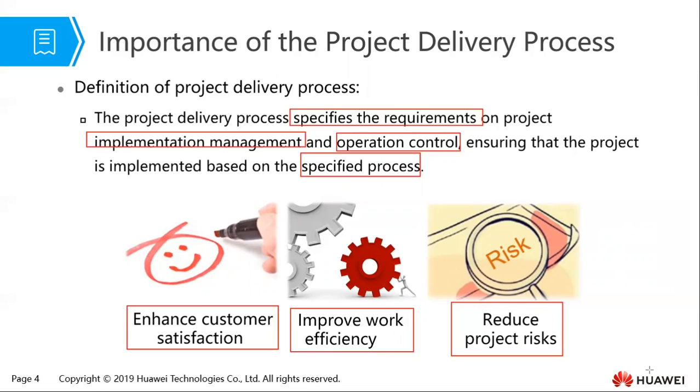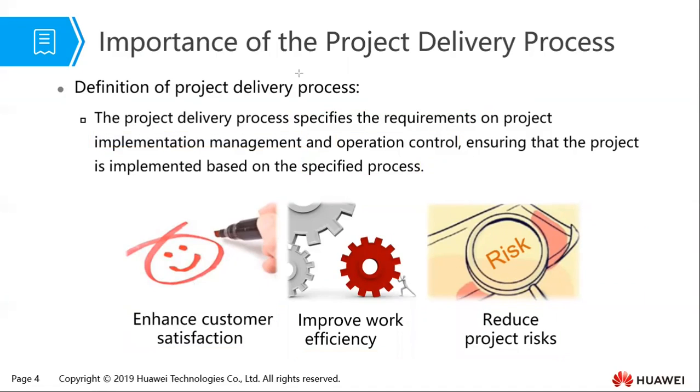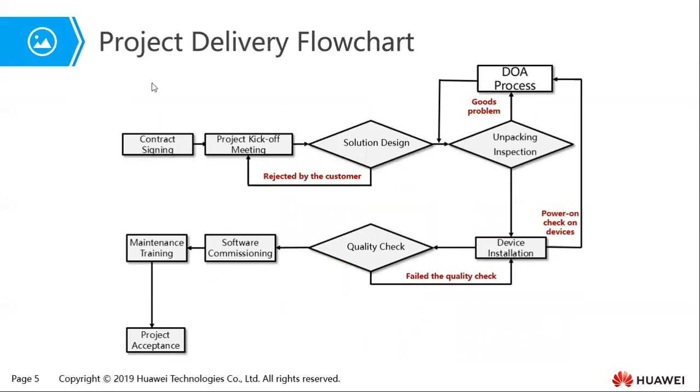So this is why we have to be aware and understand the requirement of the project and the implementation management and operation control, so that we can ensure that the customer is satisfied with how we are handling the project. We can be efficient in implementing the project, and we will also be aware of the risks that are associated with the project and thereby minimize those particular risks.